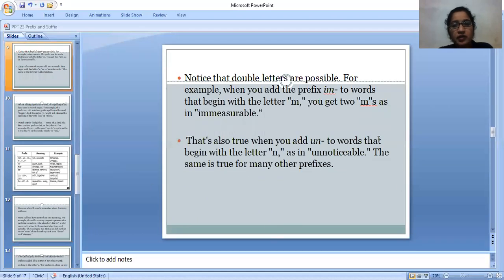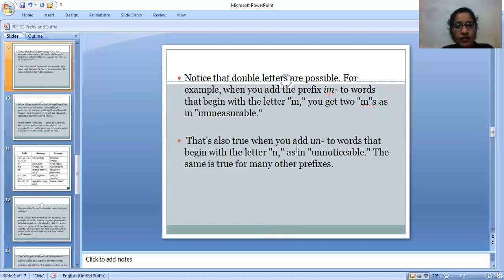So sometimes you can see when you add a prefix, you can get double letters also, right? For example, when you add the prefix im to words that begin with the letter m, such as measurable or mortal. So when you add im, what happens? You will get a double letter: immeasurable, immortal.